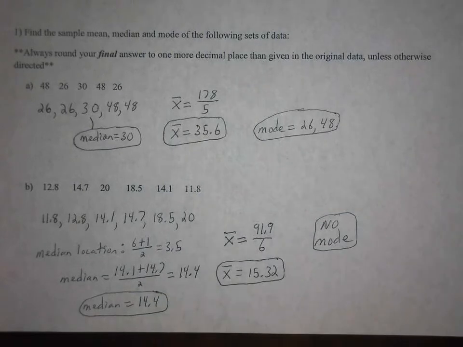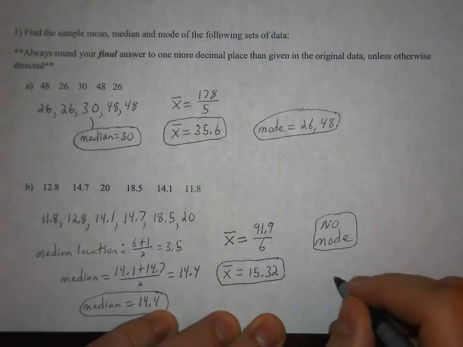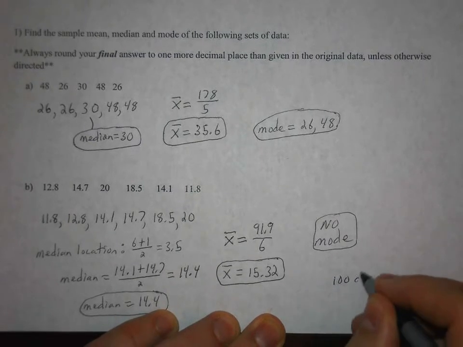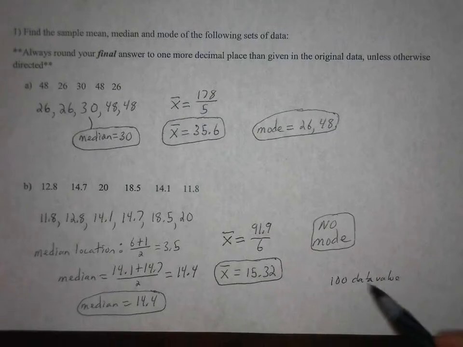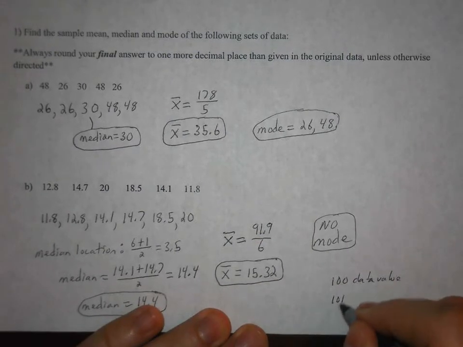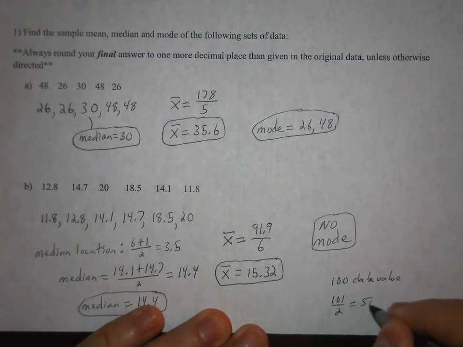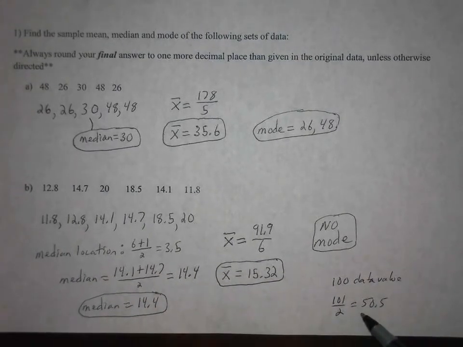Let's suppose you had a list of data that had 100 data values in it. 100 plus 1 is 101, divided by 2 would be 50.5. So you would average the 50th and 51st data value to get the median.